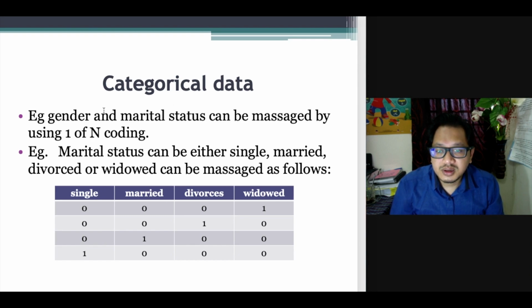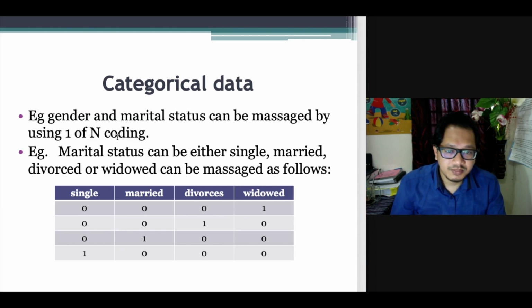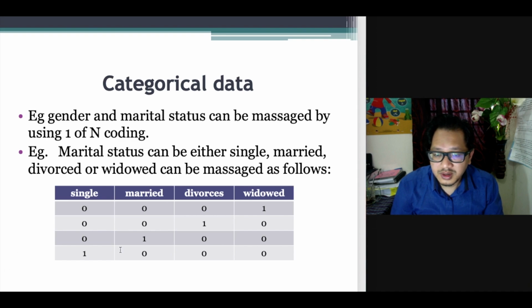For categorical data, because it needs 0 and 1 or between, for example single, married, divorced and widowed, we can do it like this. If the person is a widow, we tick 1, and for the others we put 0. If divorced, put 1, if married, put 1, and the rest we put 0. This is how we massage the data.